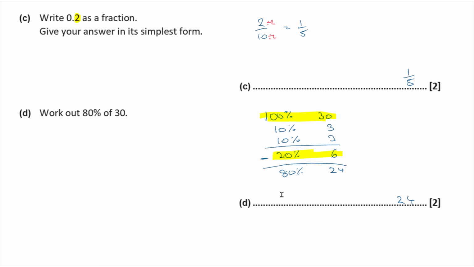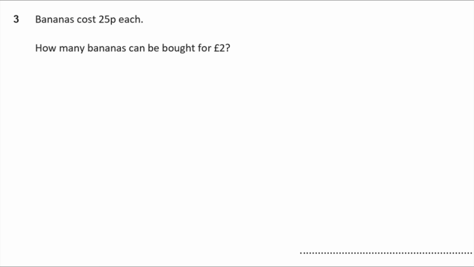You could also do it by finding 50, 10 and 10 and 10, that would also work, okay? But that's kind of the way I thought about doing it. Question 3, bananas cost 25p each. How much can be bought for £2?